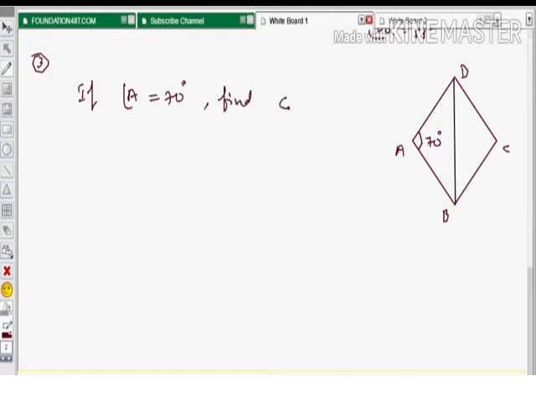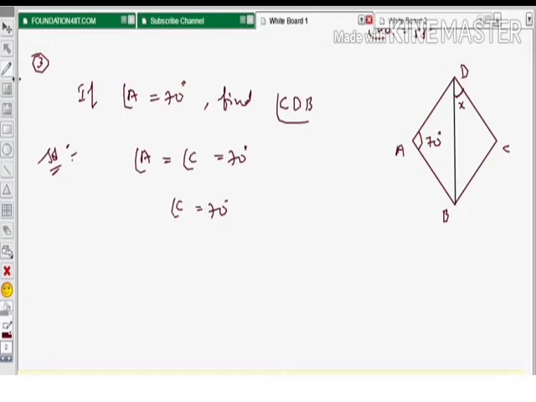Find angle CDB. So CDB is this angle. Take some letter x. We know that angle C is equal to A because in a rhombus opposite angles are equal. There is a property that angle A is equal to angle C because opposite angles in a rhombus are equal. So it is equal to 70 degrees. Therefore angle C is also 70 degrees.